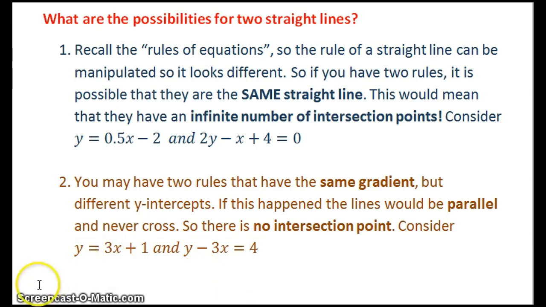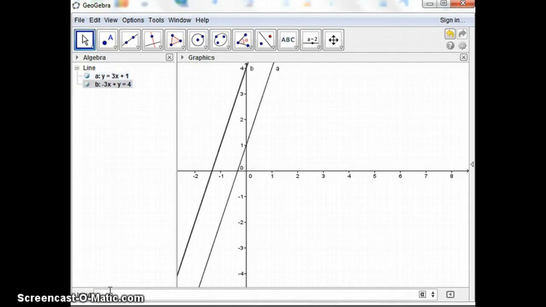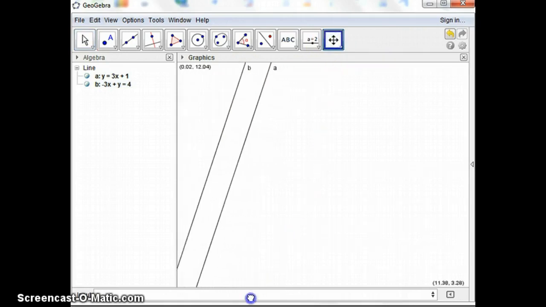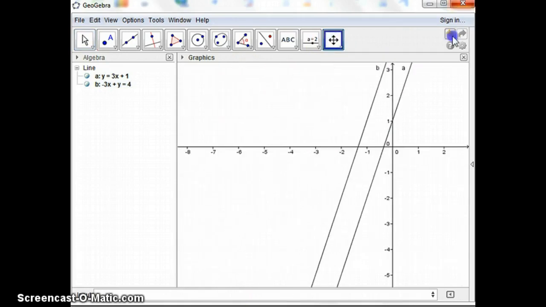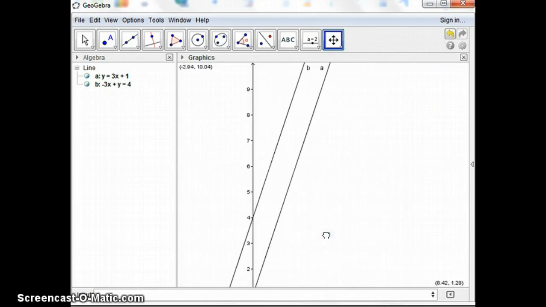Again, we'll use GeoGebra to check them out. So the first one is y equals 3x plus 1. There it is. And the second one is y minus 3x equals 4. There it is. Now you can see these two straight lines have the same gradient but different y-intercepts. That means they will never cross. If we move this both ways, you can see no matter where we go, these two straight lines never cross, and therefore there are no intersection points at all.